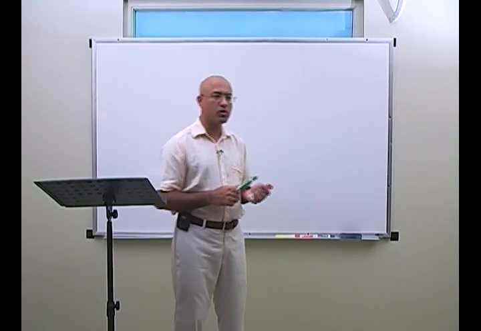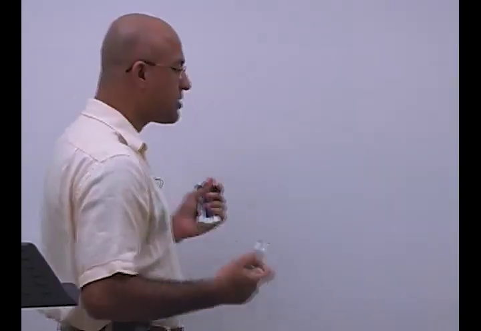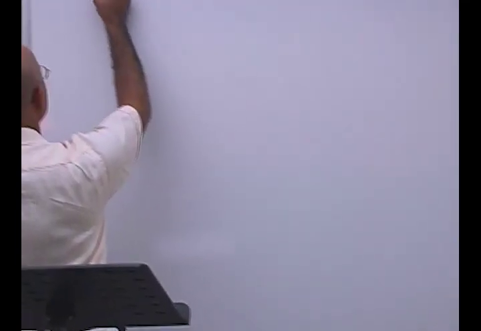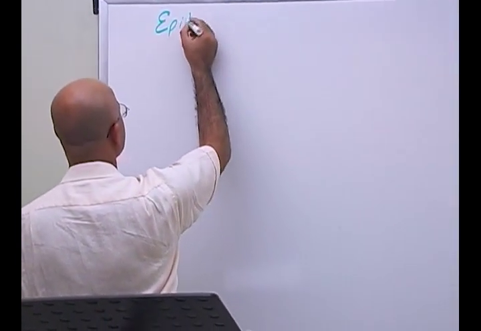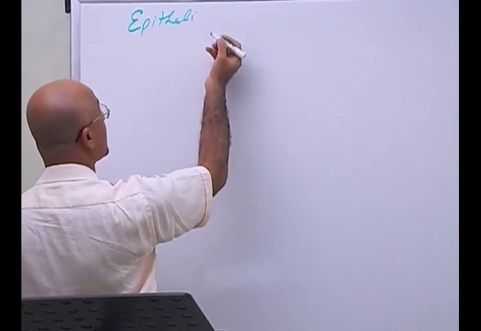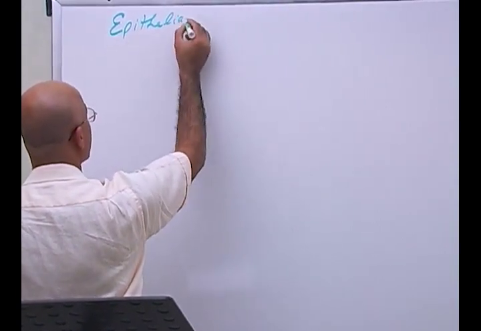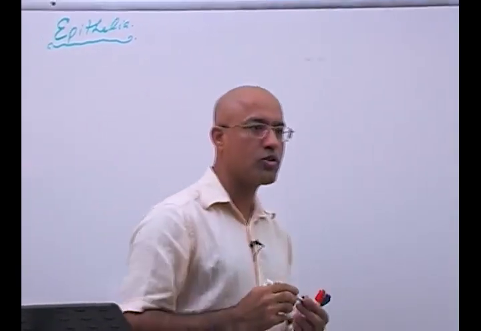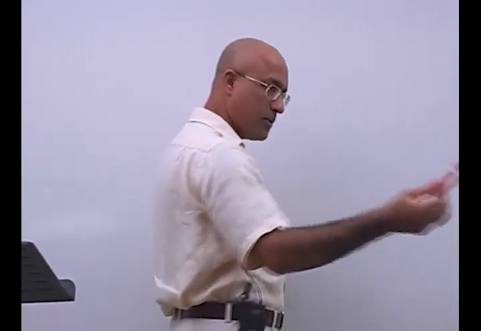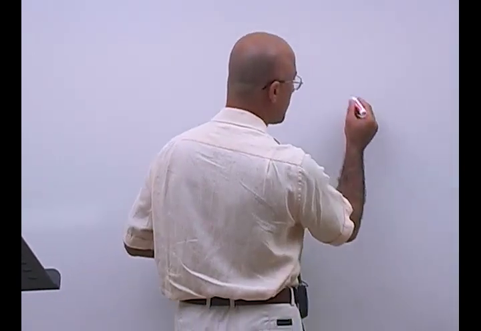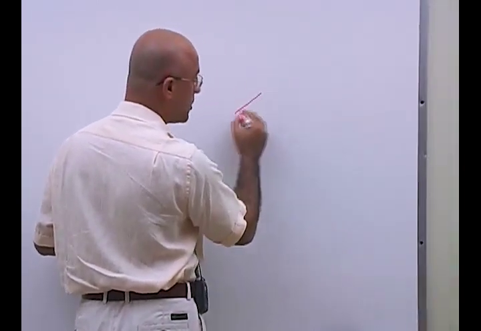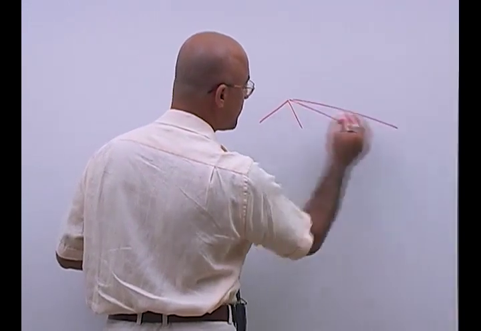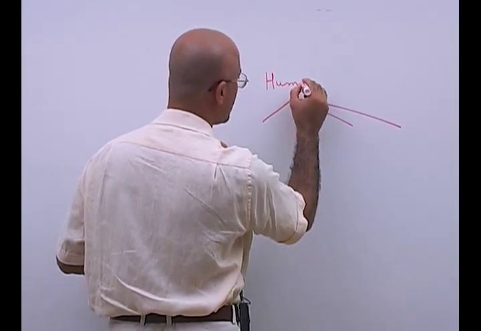So today we are going to talk about the basic concepts related with the epithelium. Epithelium or epithelial tissue or epithelia. Right? Now, the human body consists of primarily 4 basic tissues. What are those 4 basic tissues which make our body?